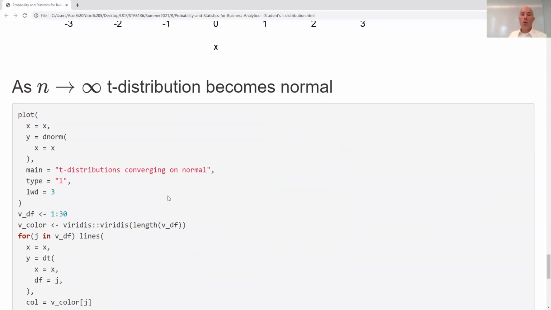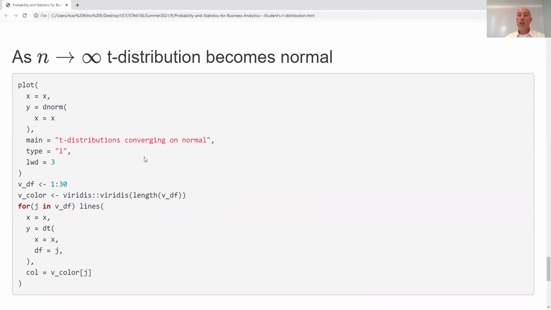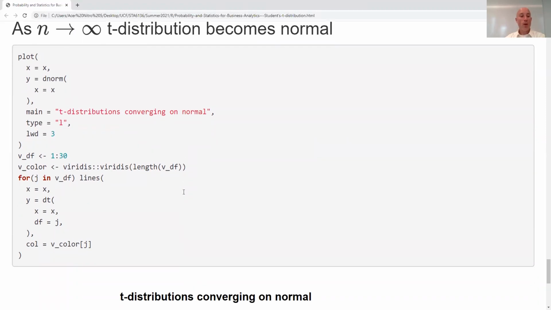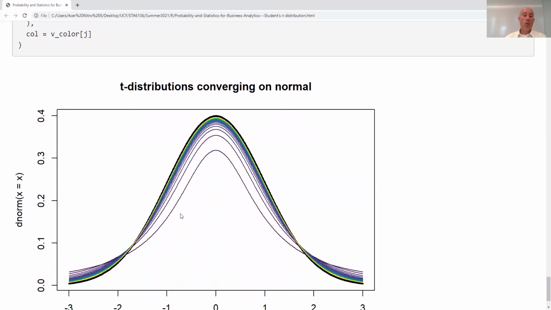Now, what happens as n goes to infinity? Well, as n goes to infinity, if I have a really big sample size, then the t-distribution looks a lot like the normal distribution. In fact, the t-distribution converges in distribution to standard normal. So let's take a look. What's going on here is that the dark line is standard normal. The remaining lines are t-distributions. The darker ones are lower degrees of freedom. The lighter ones are greater degrees of freedom.